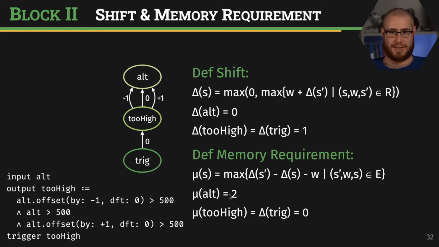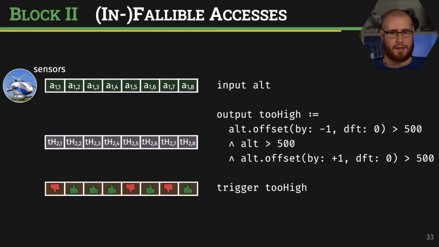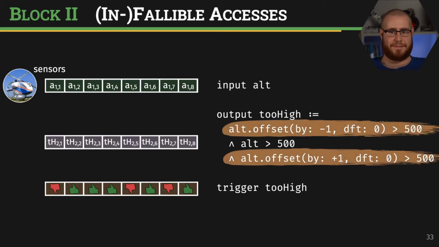The last thing we have to take care of is the different accesses we have. So fallible and infallible accesses. Here we have the usual accesses as before. However, for the 3 accesses we have, 2 of them are fallible, namely when we access the last value or the next value of the stream.